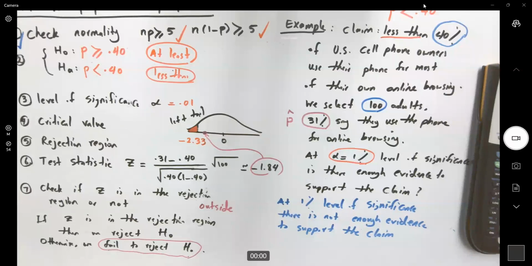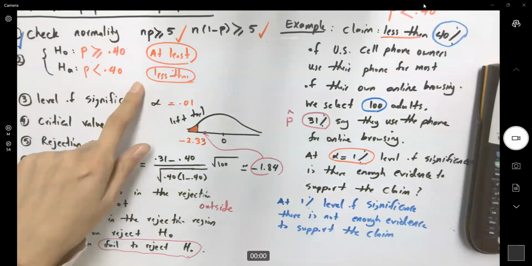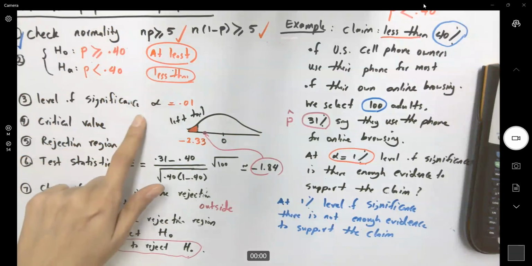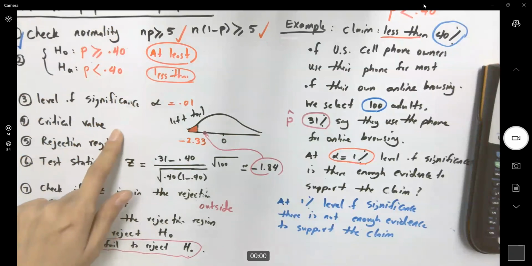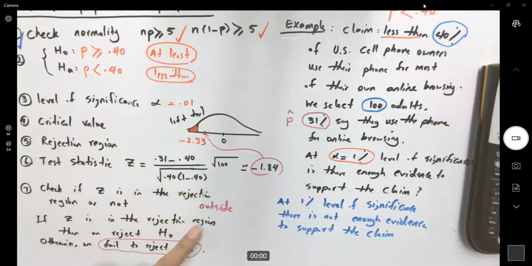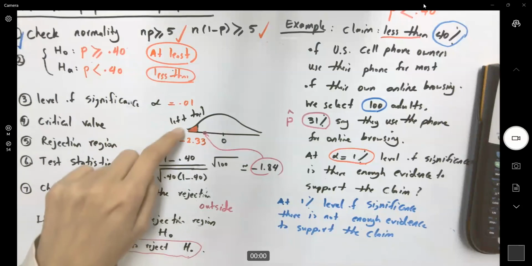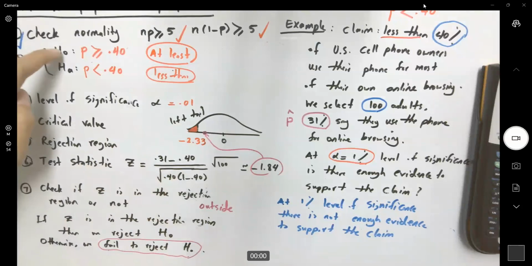So when it comes to hypothesis testing for population proportion, we have to follow some important steps. First, we need to check the normality. We need to find the null and alternative hypothesis, identify the level of significance, find the critical value, identify the rejection region, find your test statistic, and check to see if that test statistic is inside or outside the rejection region. If it's inside the rejection region, we reject the null hypothesis. If not, we fail to reject the null hypothesis.